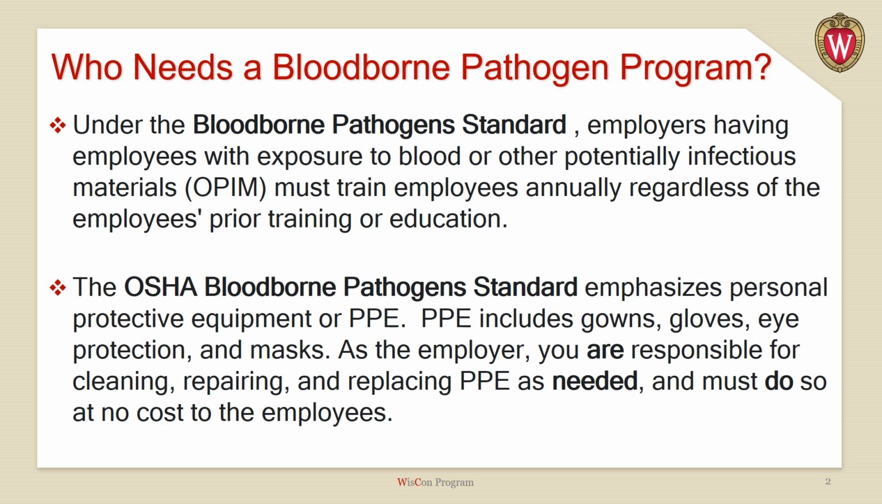The OSHA Bloodborne Pathogen Standard emphasizes personal protective equipment, PPE. The PPE includes gowns, gloves, eye protection, and masks. As the employer, you are responsible for cleaning, repairing, and replacing PPE as needed and must do so at no cost to the employee.